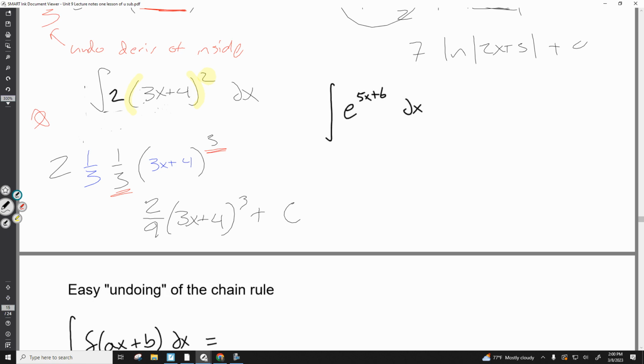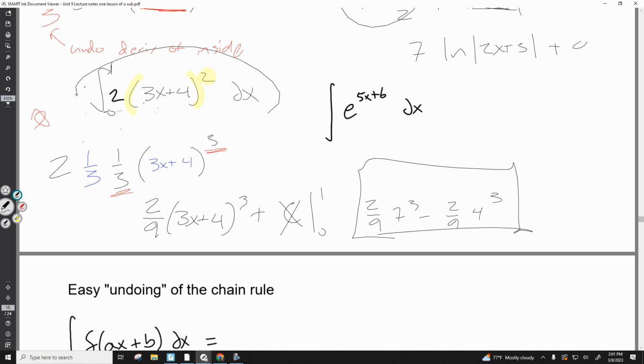We won't have to worry about C's today, but I'd like you to put them down. The only different type of question I'm going to ask you is to find an area under this. I might put a 0 and 1 here. This is something we didn't do in Unit 6 because we did not have the understanding that antiderivatives and areas can be found with each other. To find an area, use an antiderivative. I would just put a 0 and 1 into the antiderivative at the end: 2/9 times 7 cubed minus 2/9 times 4 cubed. Whatever that happens to be, that would be my area under that.